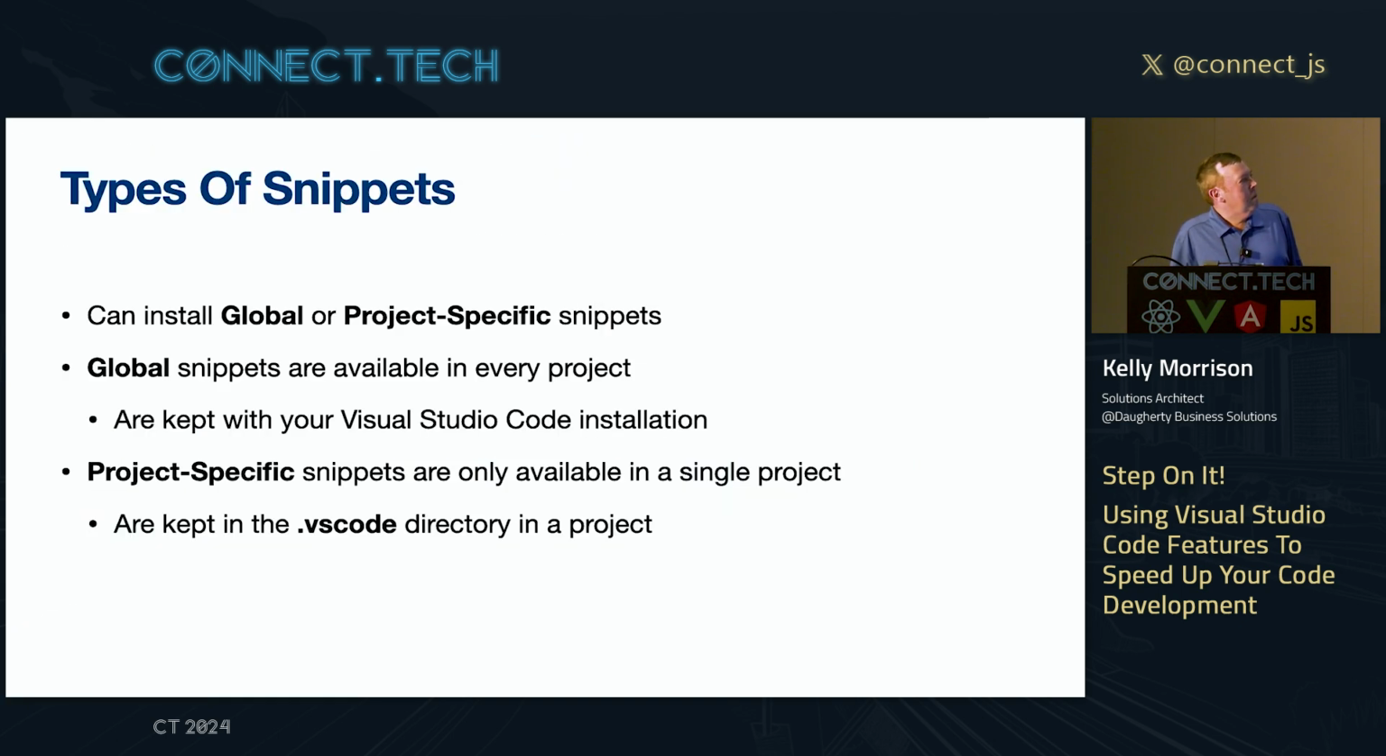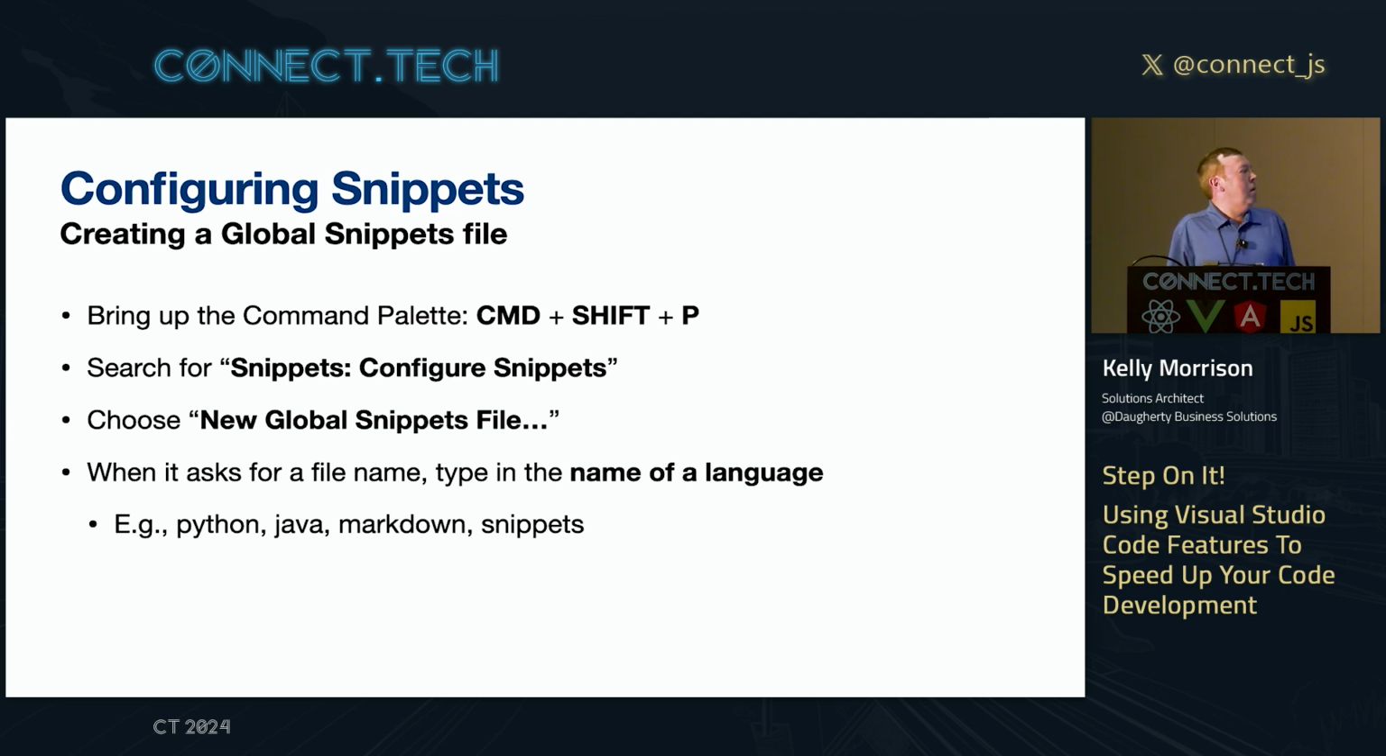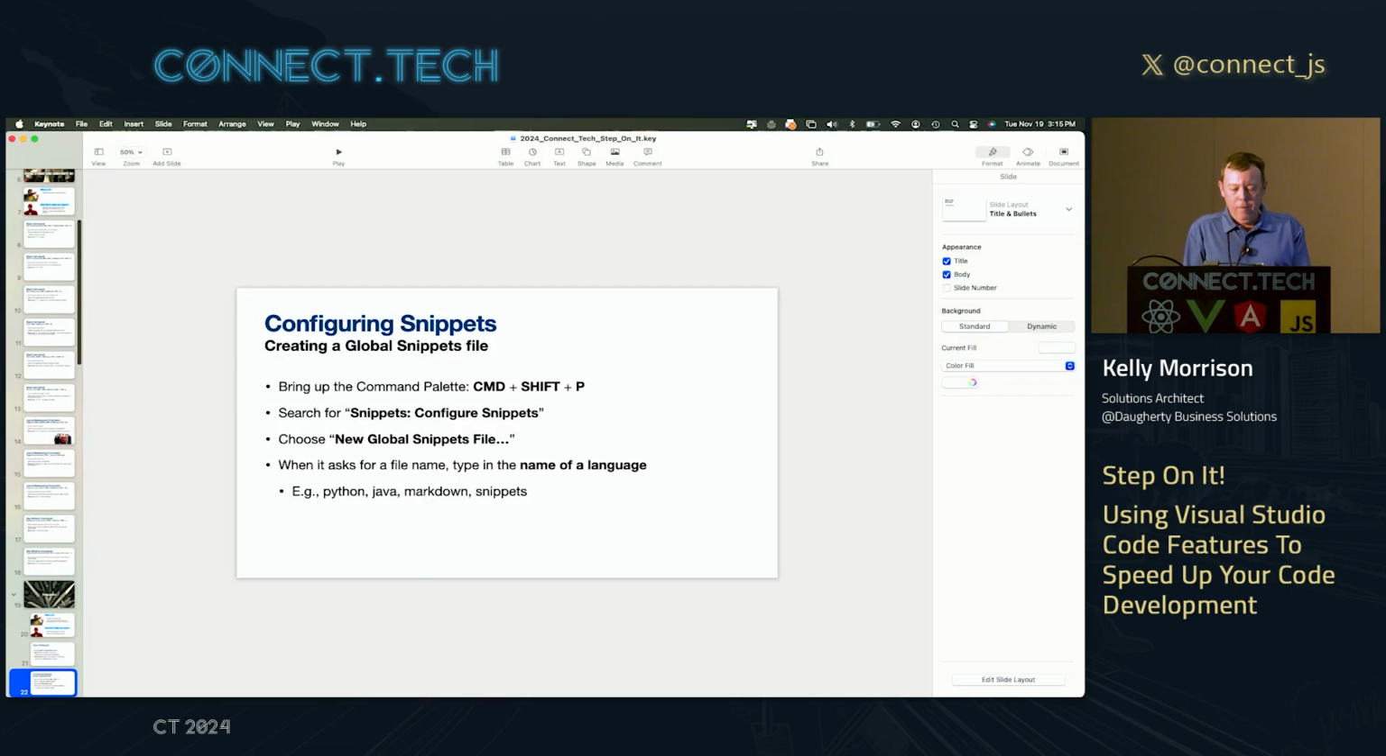Okay, I went the wrong way there. To create a global snippets file, here's how you do it. You bring up the command palette, then you search for snippets, configure snippets, and then choose new global snippets file. And the new global snippets file means that you're creating a file that's going to be good for all of your projects. And then it'll ask for a file name, you type in the name of a language. For example, if you want snippets for Python, you type in Python. If you want snippets for Java, type in Java, so on. So let's see how to do that.